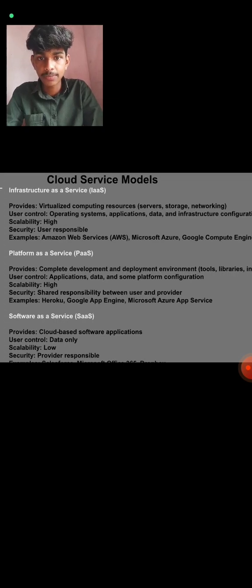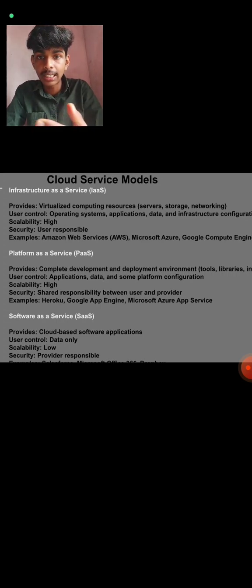Platform as a service. Complete development and deployment environment. It's mainly used by developers and those who are coding. Then they are highly scalable. Examples are Google App Engine and Microsoft Azure App Service. Then software as a service. It's cloud-based software applications. The user controls only the data. Low scalability, and the security is also the provider's responsibility.